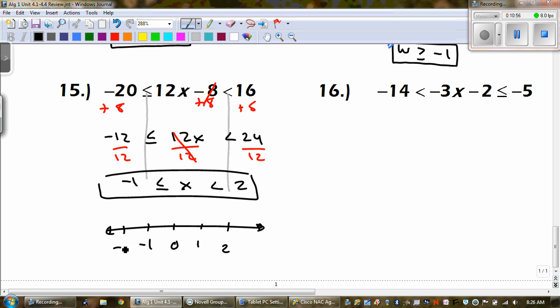Okay, so there's all of our numbers right there. At negative 1, we are closed. At 2, we are open. And we shade the middle.